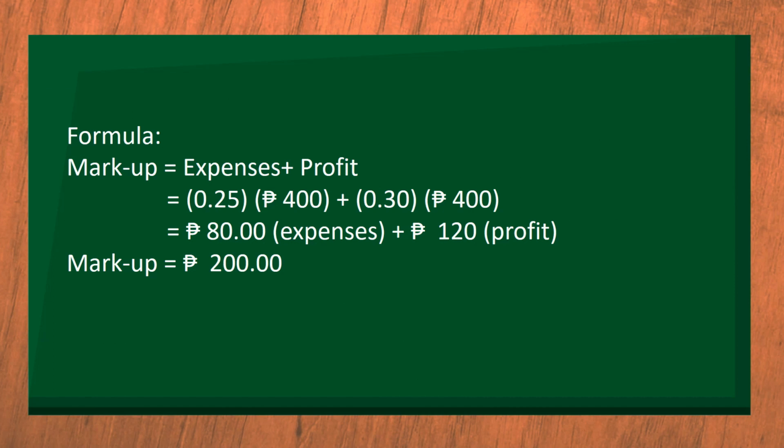The formula for markup is markup is equal to expenses plus profit. The first thing that you have to do is to multiply the rate of expense to the cost plus the rate of profit to the cost, which is equivalent to 0.25 multiplied by 400 pesos plus 0.30 multiplied by 400 pesos is equal to 80 pesos for the expenses plus 120 pesos for the profit. The markup now is equal to 200 pesos.